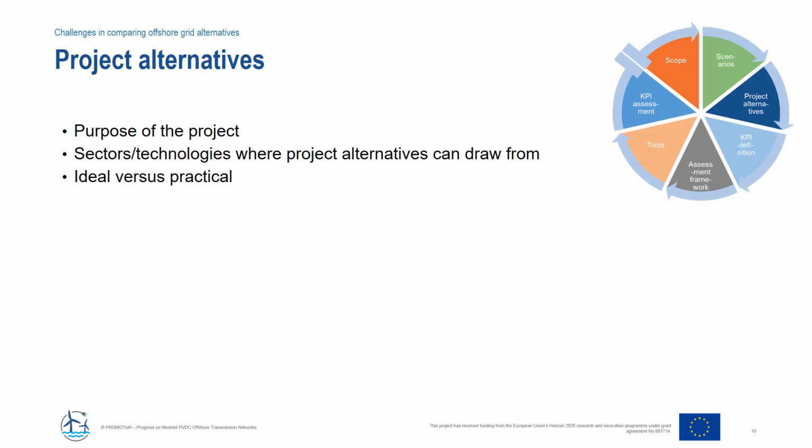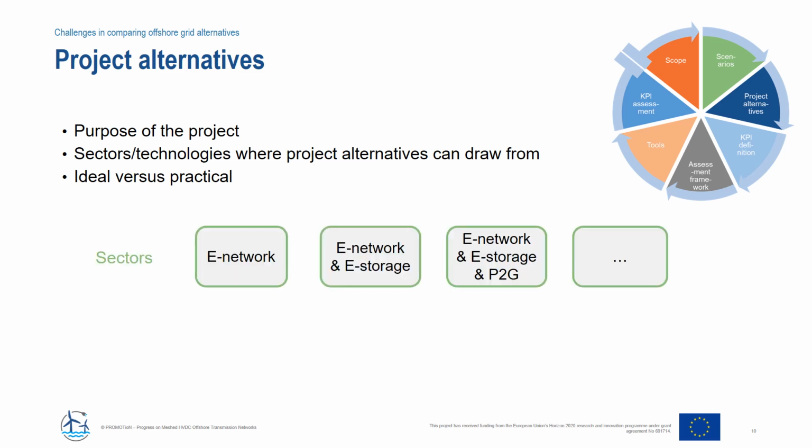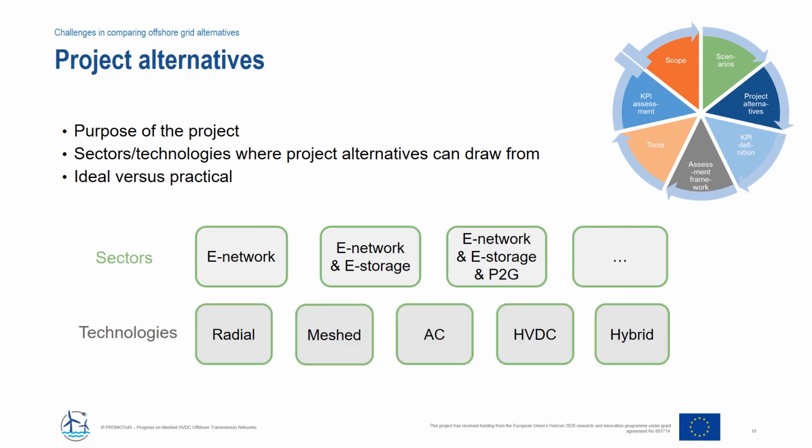The project alternatives are the subject of the next dimension. To determine the project alternatives, it is important to agree on the purpose of the project and on which sectors and technologies are relevant. Do we only look at the electricity network or also at storage, and if so, which forms of storage? And which technologies do we take into account? Will only different topologies of electricity infrastructure be considered, or could possible alternatives also include other infrastructures such as the offshore gas infrastructure, storage, or power-to-gas options? What is ideal and what is practical?